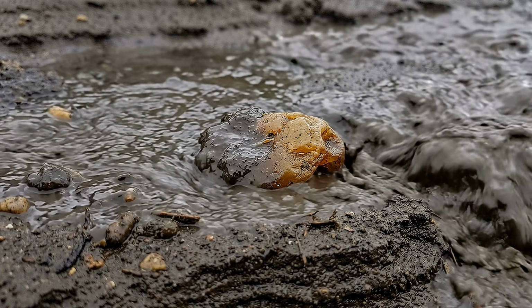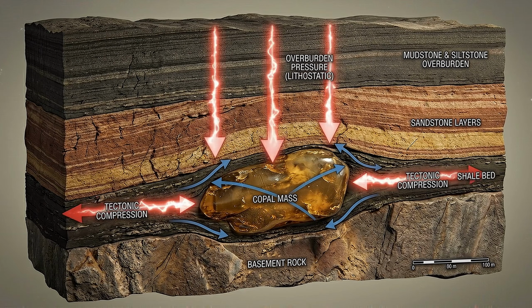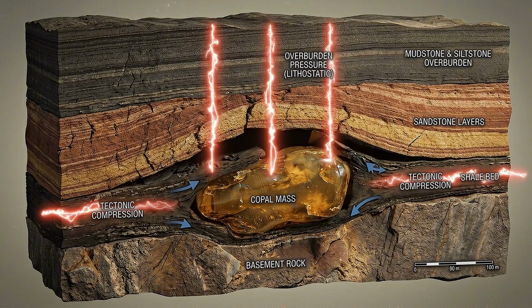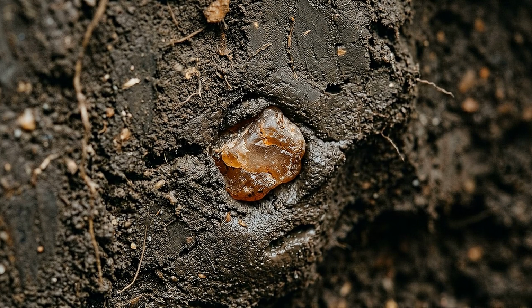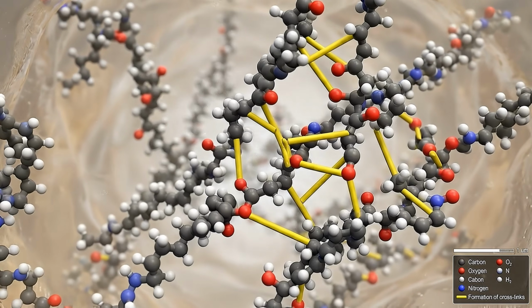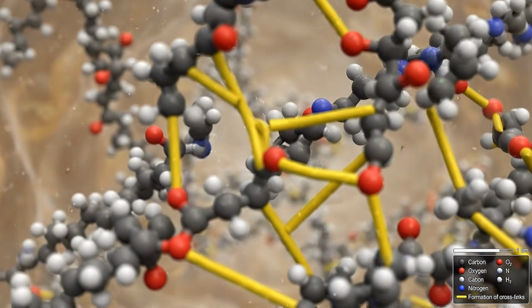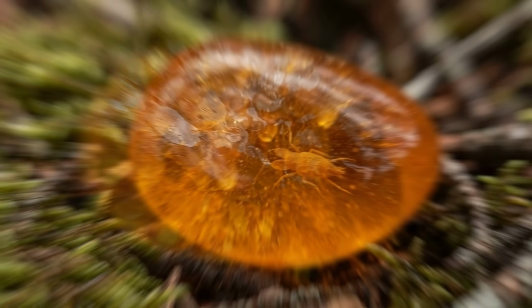Sediment begins to cover the copal, sealing it off from the atmosphere. Buried beneath accumulating river sediment, heat and pressure begin to rise. Geological burial cuts off all exposure to oxygen, halting oxidation. Over millions of years, thermal heat induces cross-linking of organic polymers. Volatile terpenes gradually escape, hardening copal into true amber.